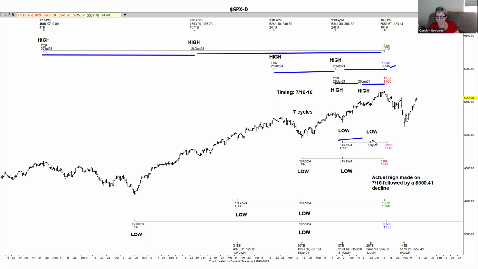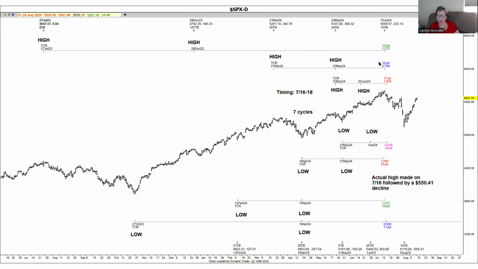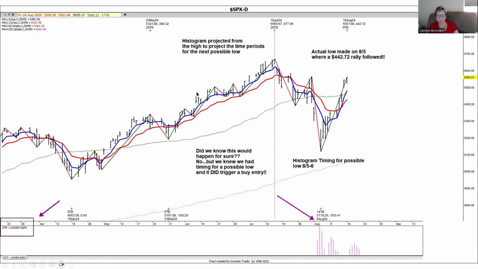We had a low to low, July 18th, another low to low, July 15th, another low to low, July 16th, and another low to low, July 17th. So we had the time cluster of 1, 2, 3, 4, 5, 6, 7 cycles that came together between the 16th through the 18th. Actual high was made on the 16th, followed by this decline of 550.41. Okay. And again, it's not always going to work, but you always want to watch it because it does work often enough. And that's what you need to know.